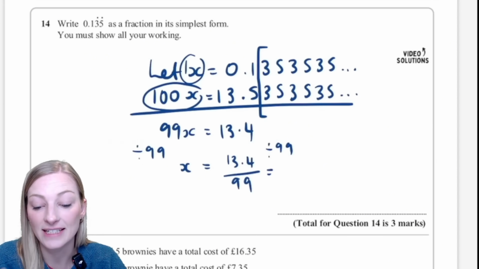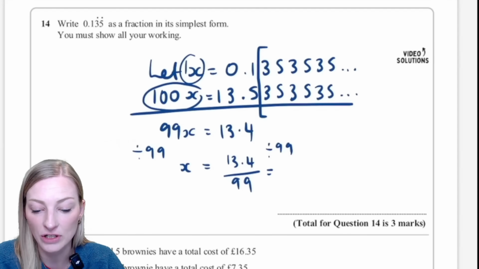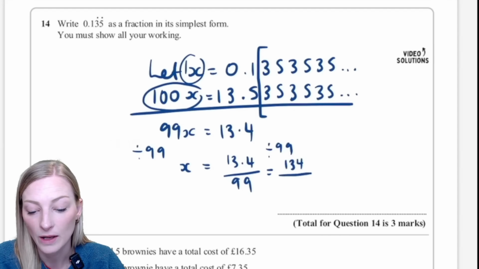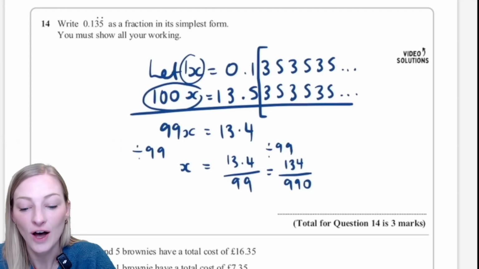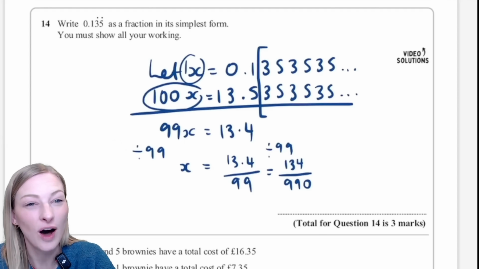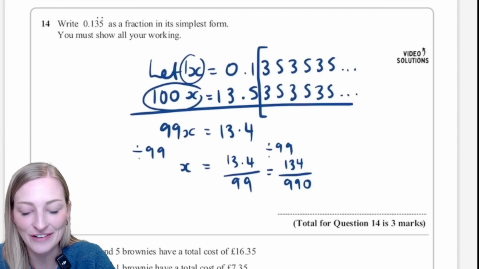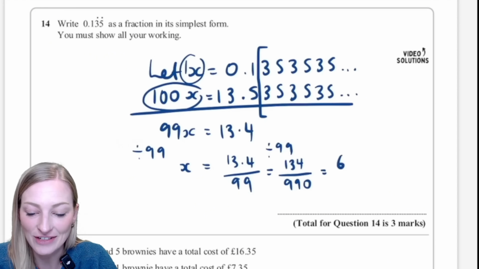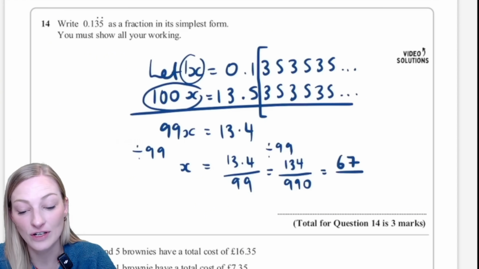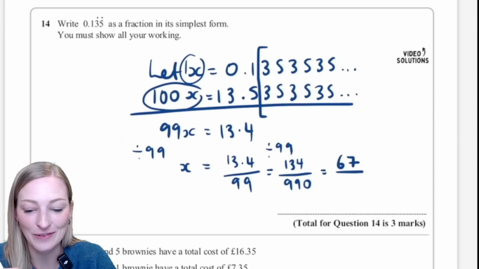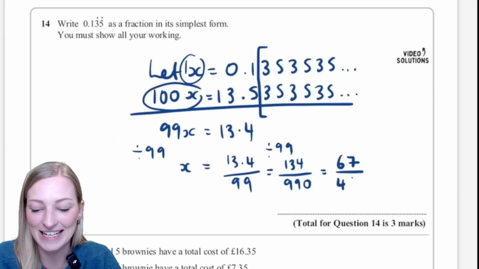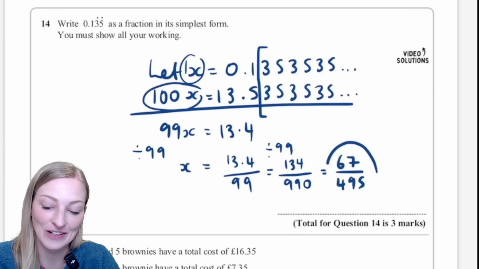is the same as, I wouldn't want to leave a decimal point in my fraction, 134 over 990. Now, both of these numbers are divisible by 2. Half of 134, well, half of 130 is 65, add on 2, so 67. And half of 990, half of 1,000 is 500. So this is going to be 10 less, so 5 less once you half it, so 495. That is our final answer there.